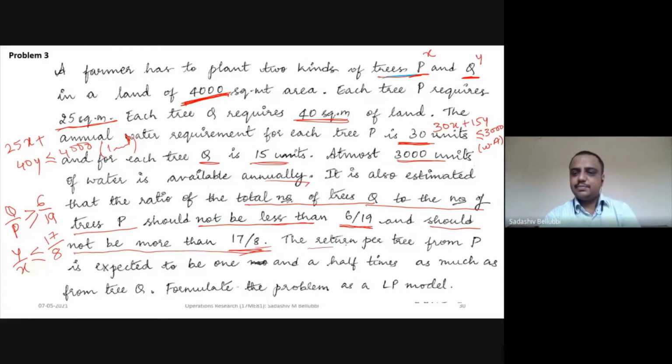Okay, the return per tree from P is expected to be 1.5 times as much as from tree Q. Can anyone tell me whether it's okay?